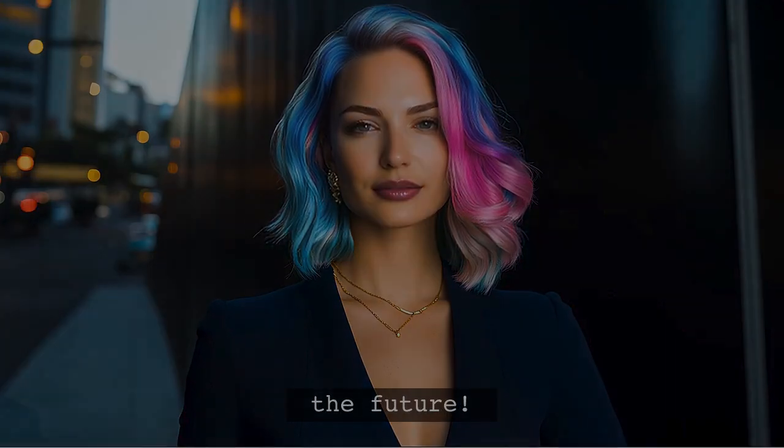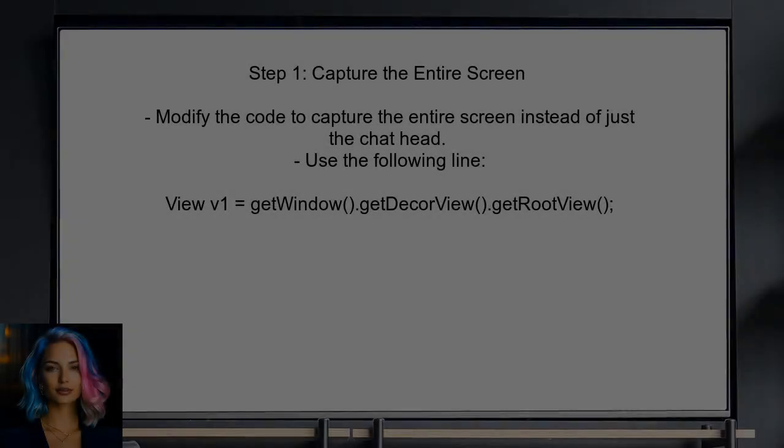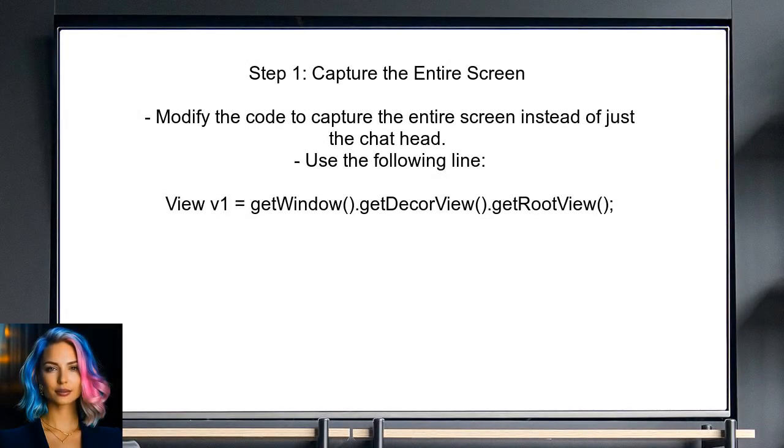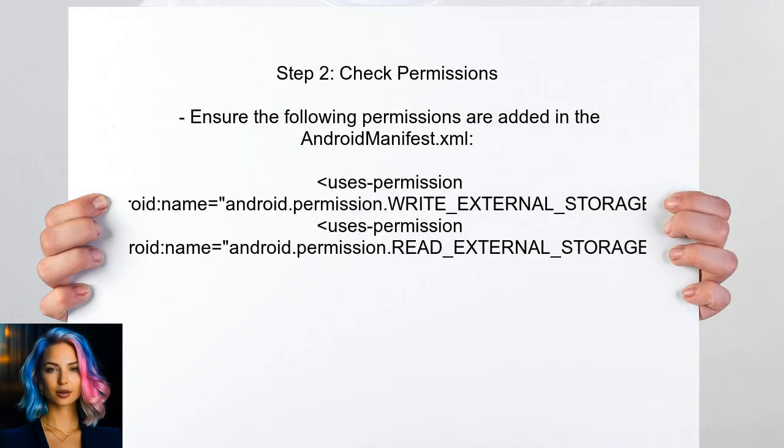issues in the future. To begin solving this issue, the user should ensure that they are capturing the correct view for the screenshot. Instead of using the chat head's root view, they need to capture the entire screen. Next, the user should check the permissions required for taking screenshots. They need to ensure that the app has permission to write to external storage.